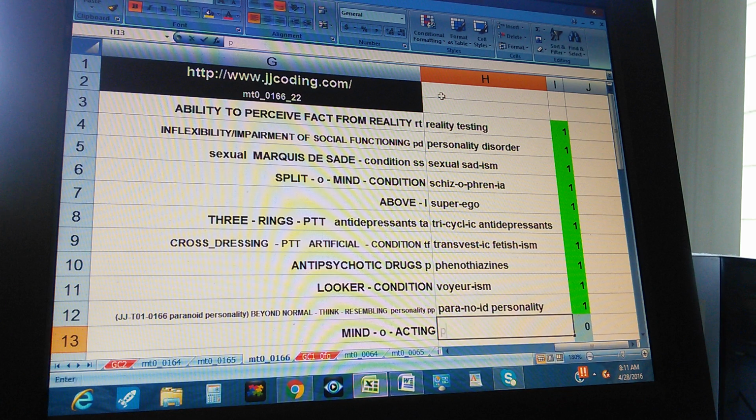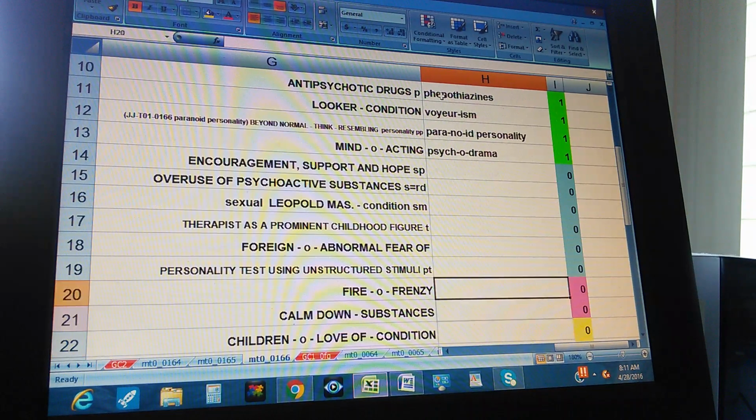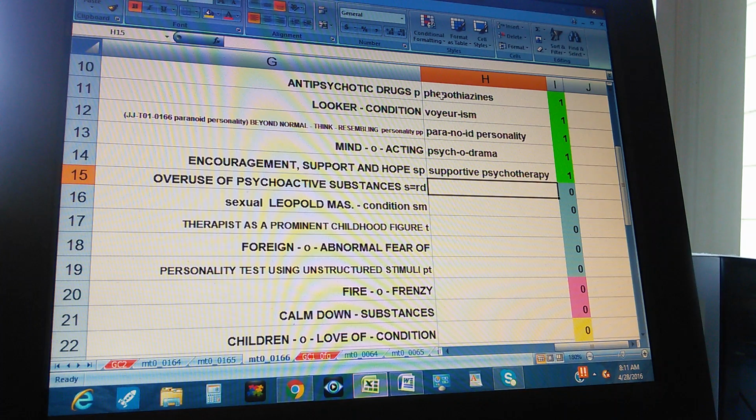Antipsychotic drugs. Phenothiazines. Looker condition. Voyeurism. Beyond normal, think, resembling personality. Paranoid personality. Is it resembling with one S? Yes, it is. Mind acting. Psychodrama.